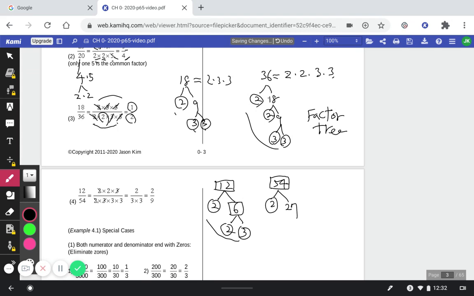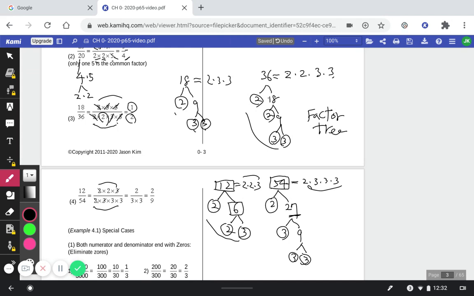Now, 27 is not an even number, so you try with a 3. 27 is 3 times 9, and you can break 9 as a 3 and 3. So 12 consists of 2 times 2 times 3 in multiples of prime numbers. 54 consists of 2 times 3 times 3 times 3 in multiples of prime numbers. So you write 2, 2, 3 on the top, and 2, 3, 3, 3 on the bottom.